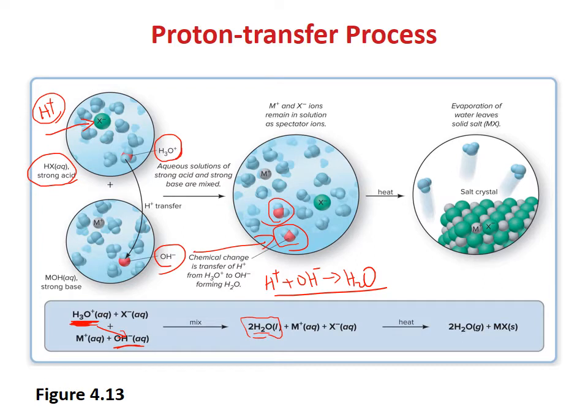Now the chloride ion, the anion, and the metal, for example sodium from sodium hydroxide, are spectator ions. They exist in the solution before the reaction, and they exist in the solution after the reaction, so they are unchanged. However, if you heat the product, when the water molecules evaporate, the spectator ions combine by electrostatic force and become a crystalline solid salt, for example sodium chloride.